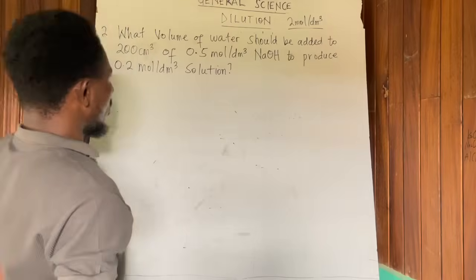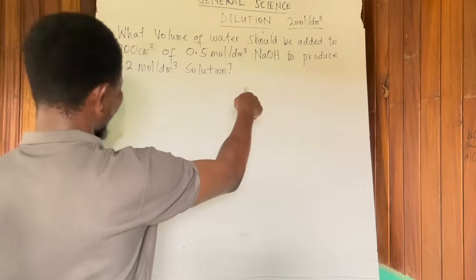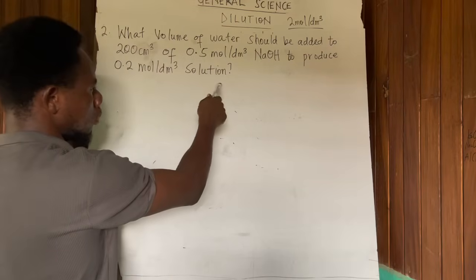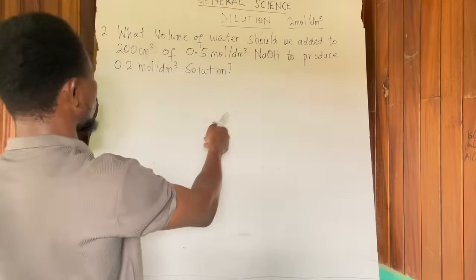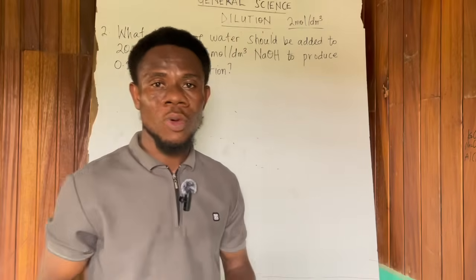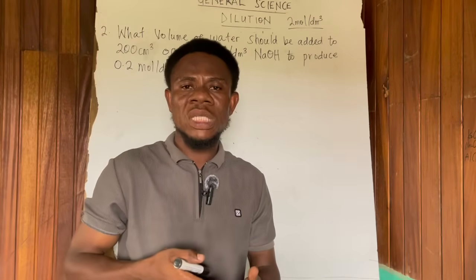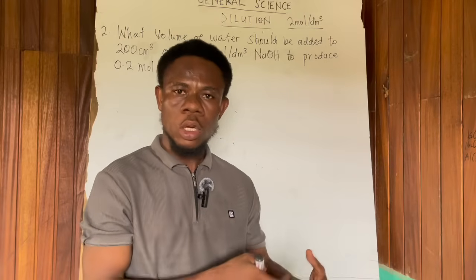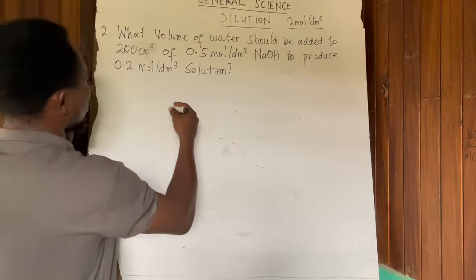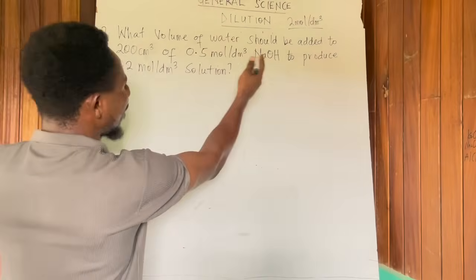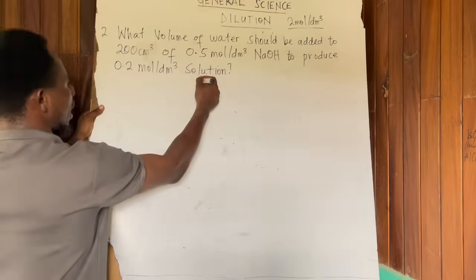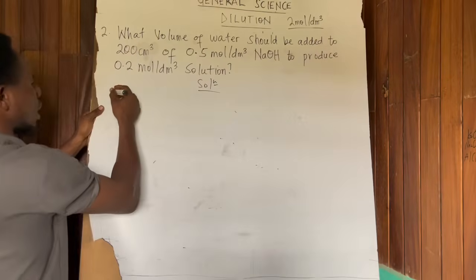The question says, what volume of water should be added to 200 centimeters cube of 0.5 mole per dm cube sodium hydroxide to produce 0.2 mole per dm cube solution? It says, what volume of water? This means you are calculating for the amount of water which was added to the solution, not the final volume. So write your parameters. What volume of water should be added to? So this is my initial volume.